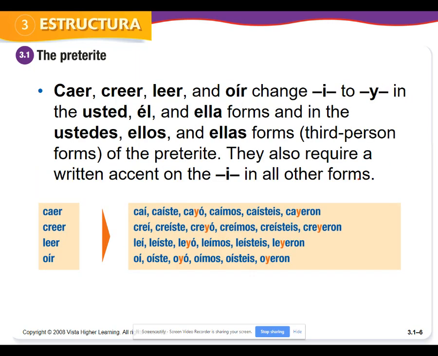All right, next is going to be your irregular third person verbs. Essentially, you have verbs like caer. Remember, it was a go verb, an IGO verb in the present tense. Creer, which was a regular ER verb. Leer was a regular ER verb. Oír, remember, it was a go verb. It's yo oigo. Yo oigo.